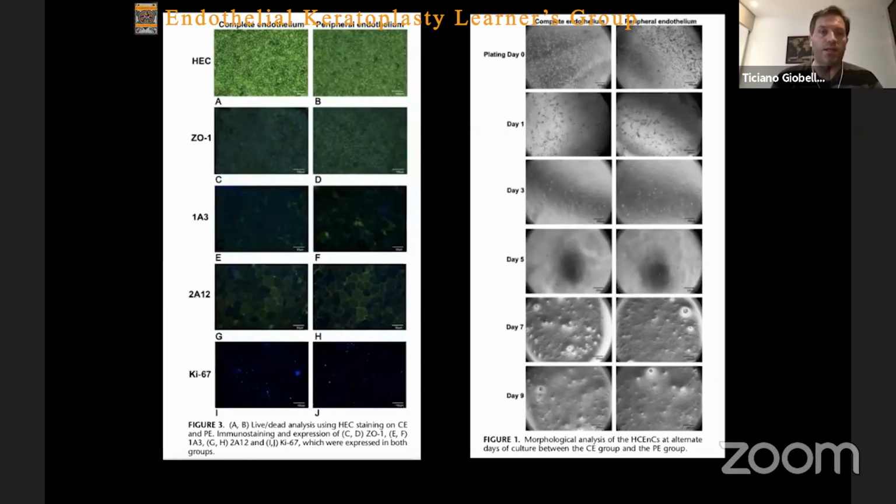In the left one, you can see that the immunostaining and expression are very similar in the complete endothelium compared with the peripheral endothelium. In the other picture, you can see that the morphological analysis is very similar in the complete endothelium and in the peripheral endothelium.